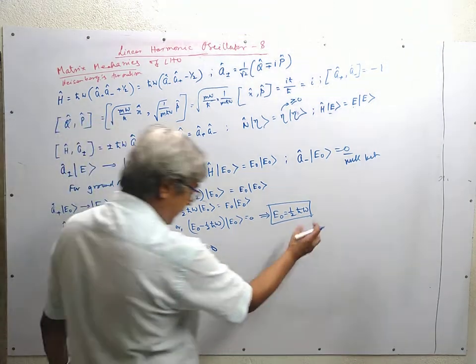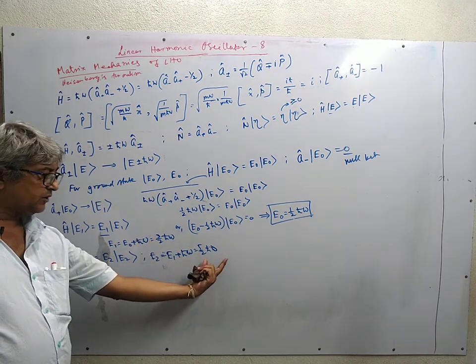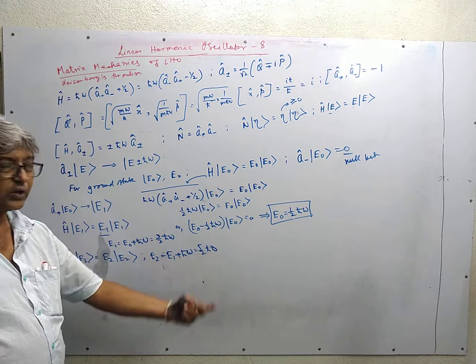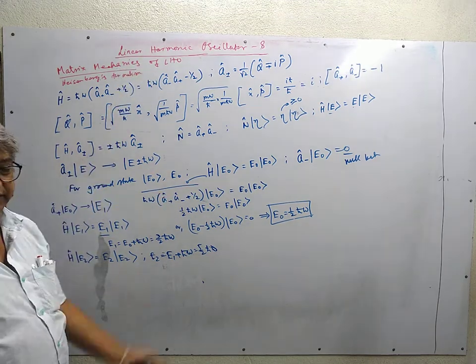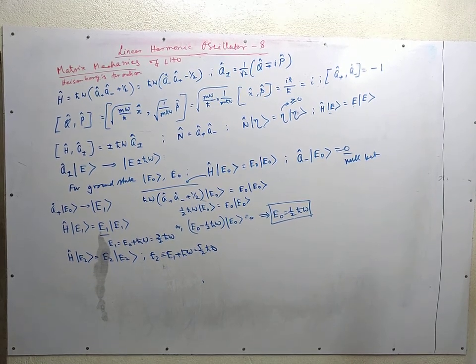The ground state has this energy half h cross omega. The first excited state has energy 3 by 2 h cross omega. The second one has 5 by 2 h cross omega. So the energy levels are equispaced, and the spacing between two consecutive levels is h cross omega, that we obtained earlier. So we have solved the harmonic oscillator problem, so far as its energy values are concerned, in a different approach. In the next class we shall start finding the eigenfunctions and other related things.